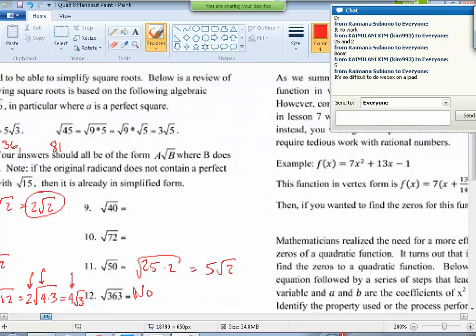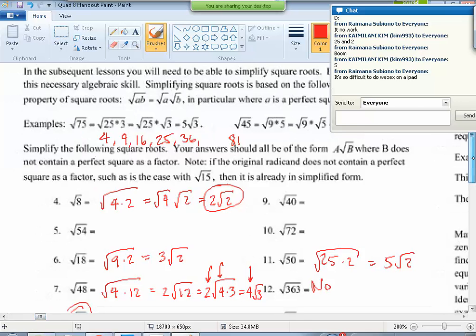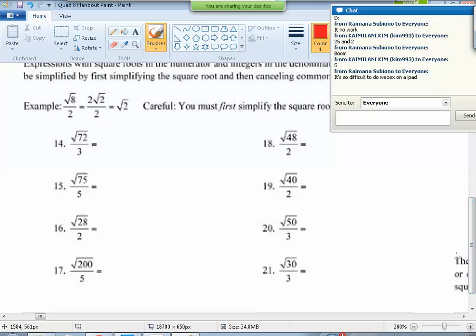Alright, let's do the bottom first here. Let's talk about one or two of these, alright? So what they're saying is, let's just do one of the problems. So we have this one right here. Square root of 48 divided by 2, okay? First, what I want to do is simplify the square root of 48 as best as I can.